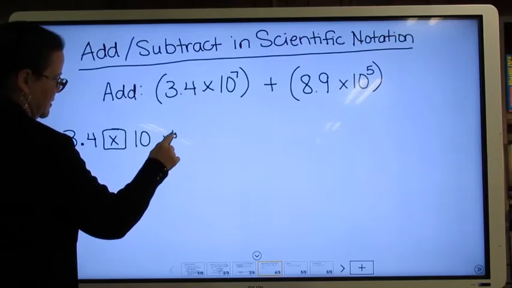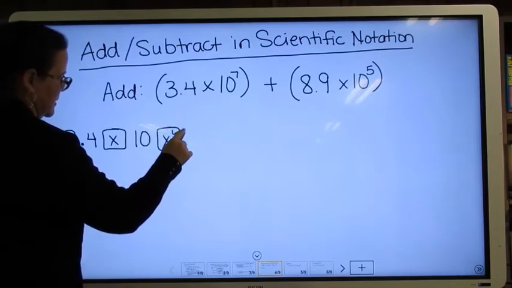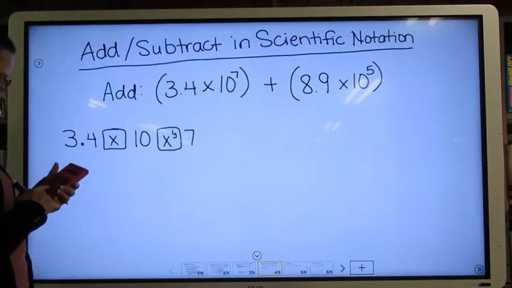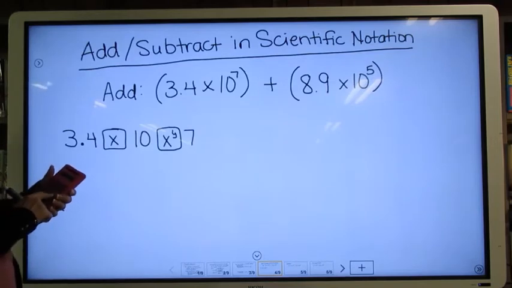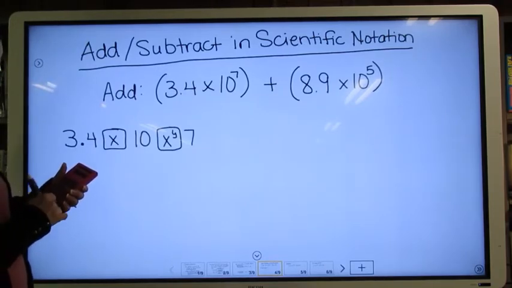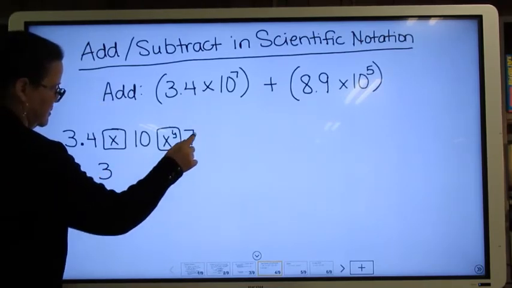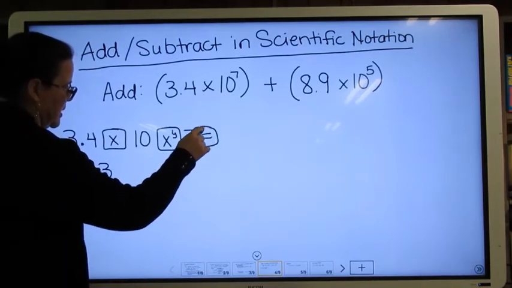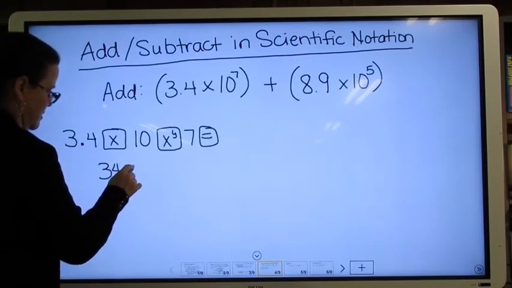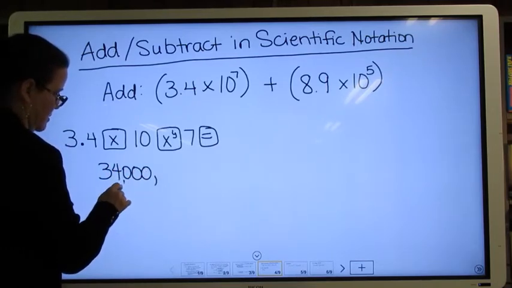X to the y button and 7. So 3.4 times 10, x to the y button, 7 and then hit equal. You're going to get 34 million. Make sure you hit the correct buttons.